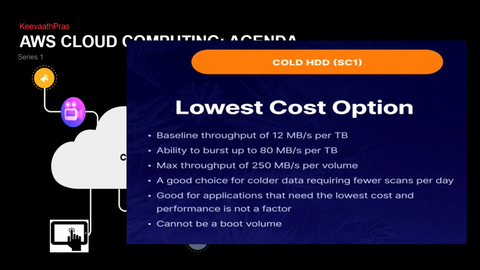And as I said, there's something called cold HDD. The cold is the lowest of all the options. The baseline is 12 megabits, with the ability to burst up to 80 megabits per terabyte. It's a good choice for colder data requiring fewer scans per day, and for applications that need lower cost where performance is not a factor. Just remember the Glacier that we discussed, like 24 to 48 hours. Whichever is cold, you don't want to retrieve it quite often. In that case performance does not matter, so the cold can be better.